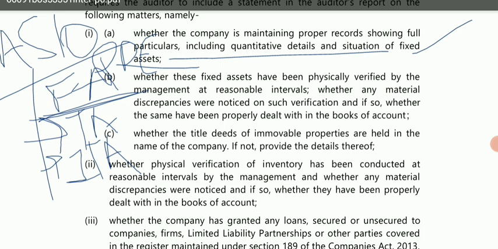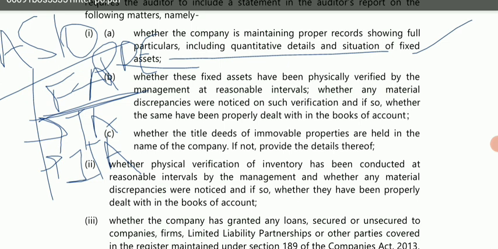And if there was any discrepancy, like if they have removed it, then you have to write that the machine was fully depreciated, it was not in a usable situation, and therefore the management has removed the machinery from its fixed assets. So likewise you have to show, and how it is done in reality I'll show you in the Reliance Limited audit report. Now, whether the title deeds of immovable property are held in the name of the company, and if not, the details thereof.